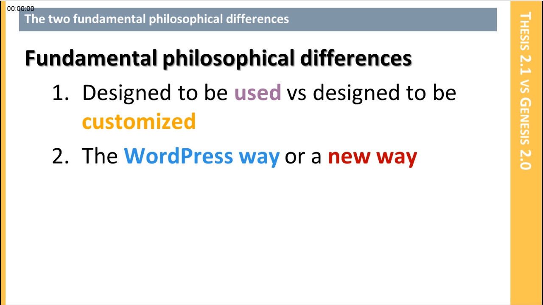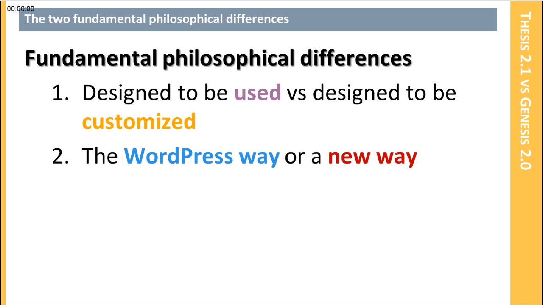And the upside to having a system that's designed to be used as is, or used out of the box, is that you can have a very polished looking website in a relatively short period of time. And that is one of the compelling reasons for a beginner to choose Genesis, because you can so quickly and easily have a very polished looking website.